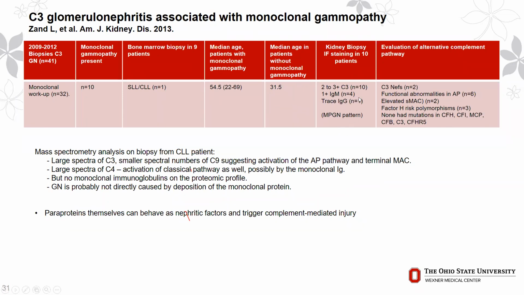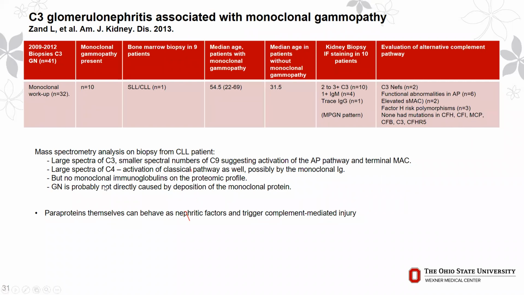And the IF staining showed C3 dominance. A little bit of immunoglobulin staining was there, but it was quite weak. And there was a whole, I would say, mix. Some patients had nephritic factors, functional abnormalities in the alternative pathway. They did not really find mutations, though, in the proteins.